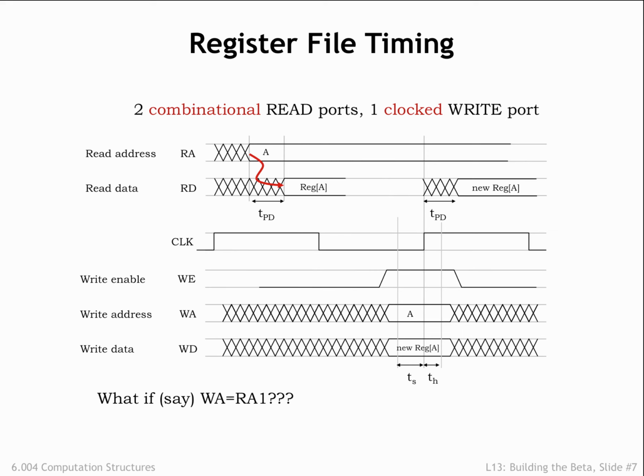Can we read and write the same register in a single clock cycle? Yes. If the read address becomes valid at the beginning of the clock cycle, the old value of the register will appear on the data port for the rest of the cycle. Then, the write occurs at the end of the cycle, and the new register value will be available in the next clock cycle.